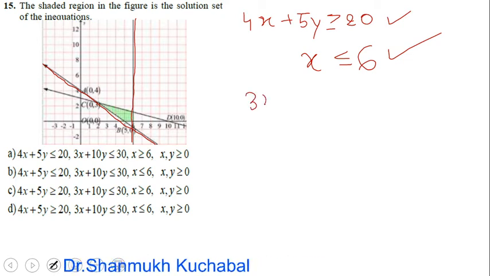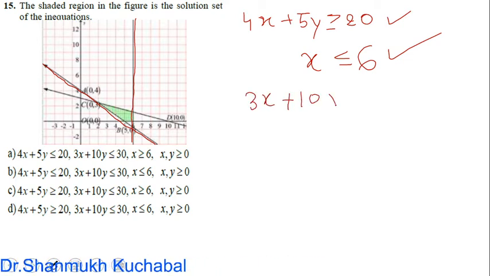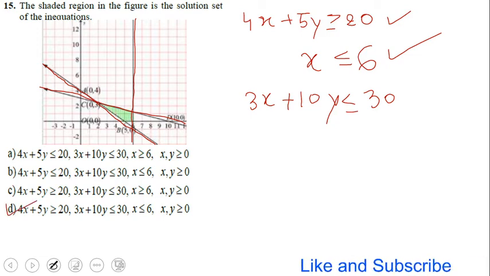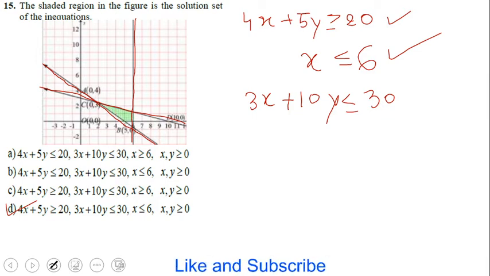So we can take 3x plus 10y. Here it is 30, in the middle. Here we will observe it is towards the origin, so less than or equal to 30. So clearly option D is the right answer over here. Okay, so like this we have to find.